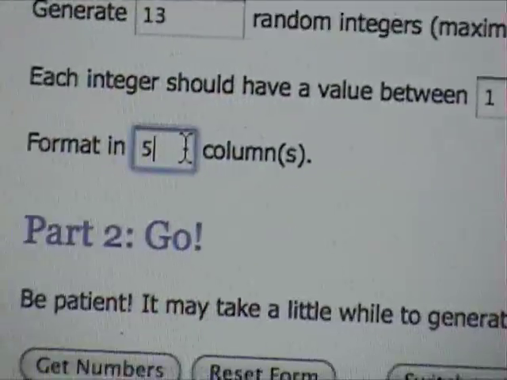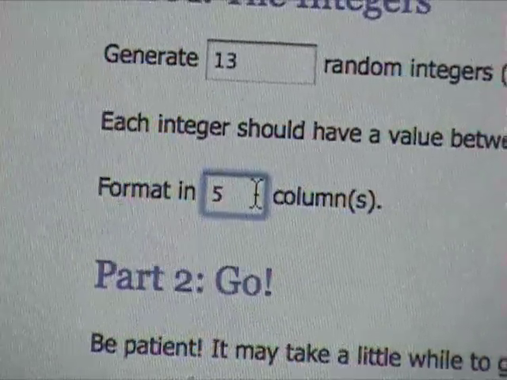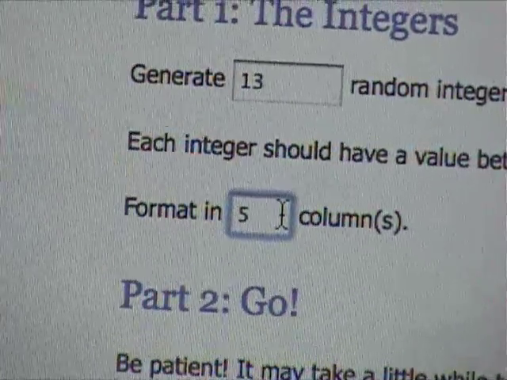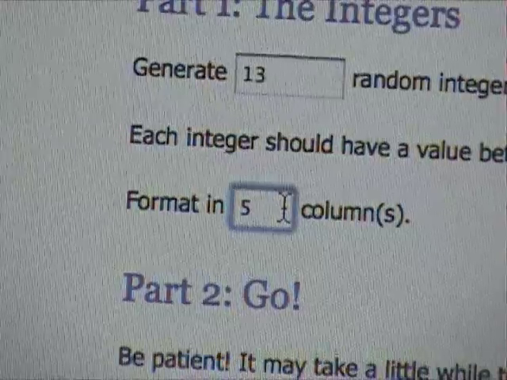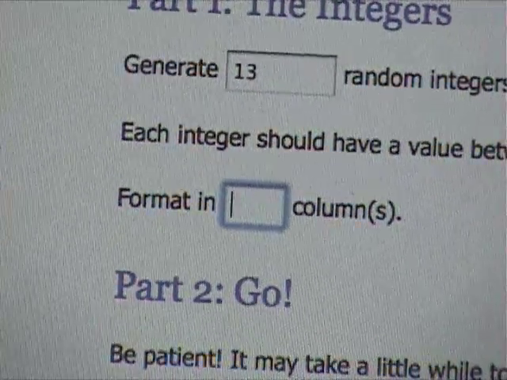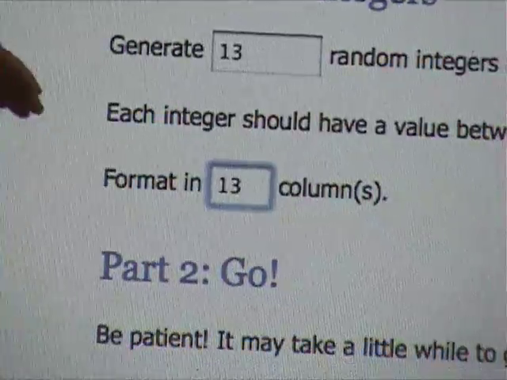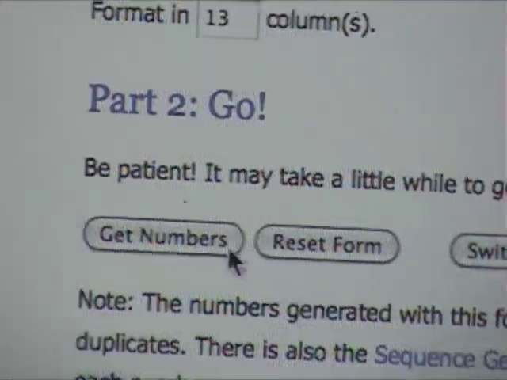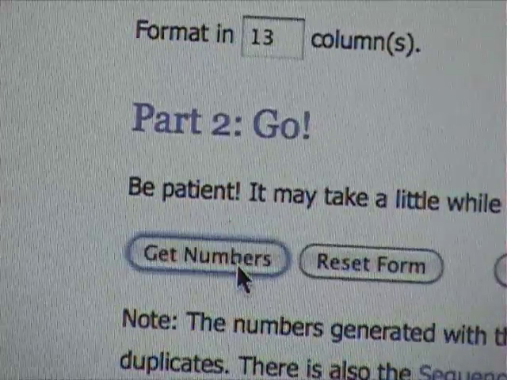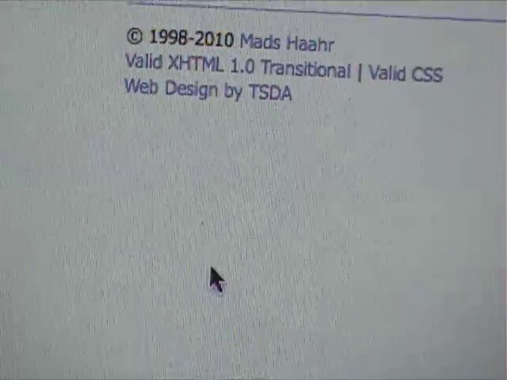Therefore, we are going to leave that at 1 and 100. Now, how many columns do we want? To make it much less confusing, we shall put 13 columns so we have each random number on its own. It's much easier to read. So, number 13. Okay. So, now we shall get the numbers. Here is our first simulation.